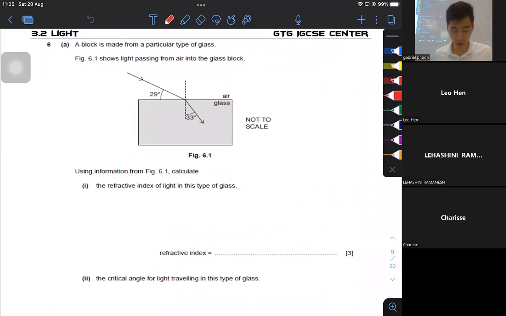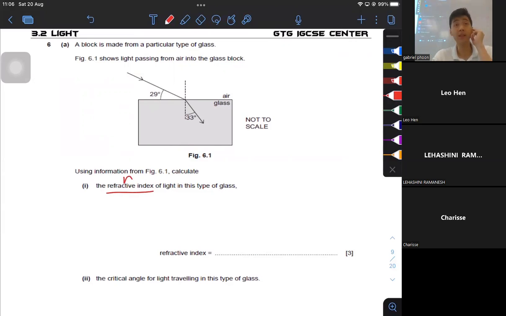Okay, guys, if you look at this question here, there is obviously a trick to this question now. It says that a block is made from a particular type of glass. I don't know what glass it is, but it is glass. Figure 6.1 shows light passing from air into the glass block. Using the information in 6.1, they ask you to calculate the refractive index. So this is the first thing they want from you. They want the refractive index of the light in this type of glass.